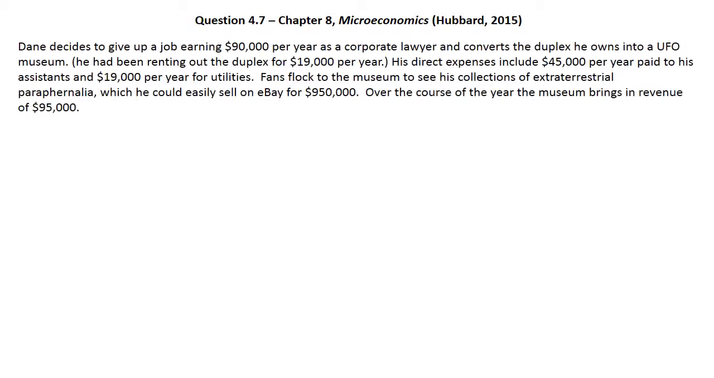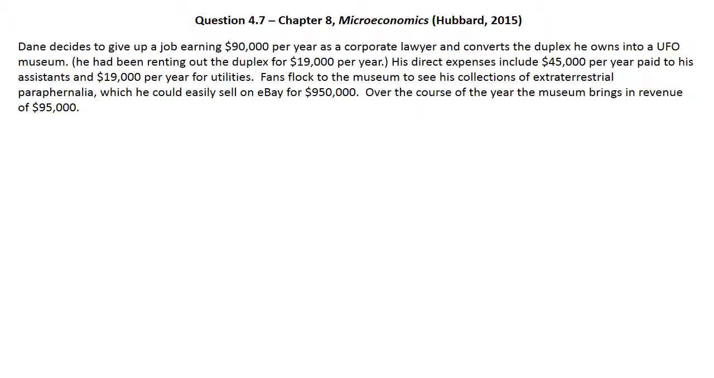This is question 4.7, Chapter 8 from Microeconomics by Glenn Hubbard. The question states, Dane decides to give up a job earning $90,000 per year as a corporate lawyer and converts the duplex he owns into a UFO museum. He had been renting out the duplex for $19,000 per year.